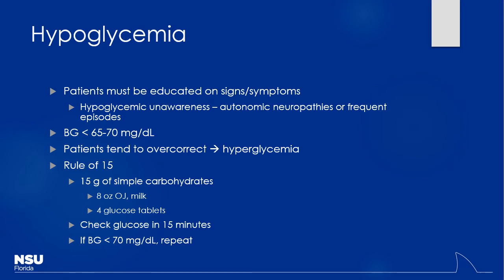So looking at hypoglycemia, we mentioned this is a big risk with using insulin. Again, you may have some patients who develop unawareness of their own hypoglycemia. It's going to happen with things like autonomic neuropathies. If they have more frequent episodes, sometimes they get a bit blunted to the responses there. But typically we consider anything less than 65, 60 to be hypoglycemic.